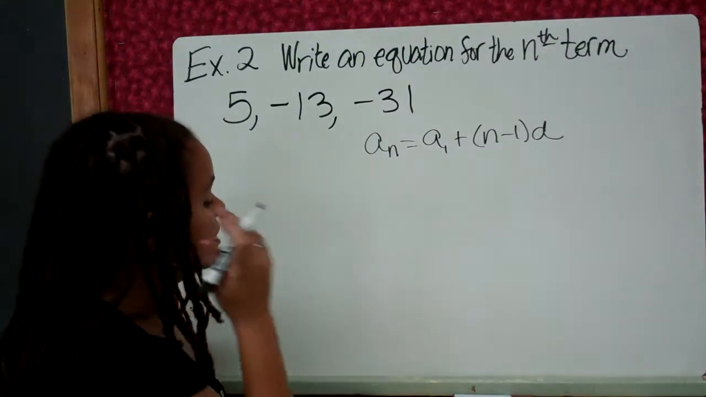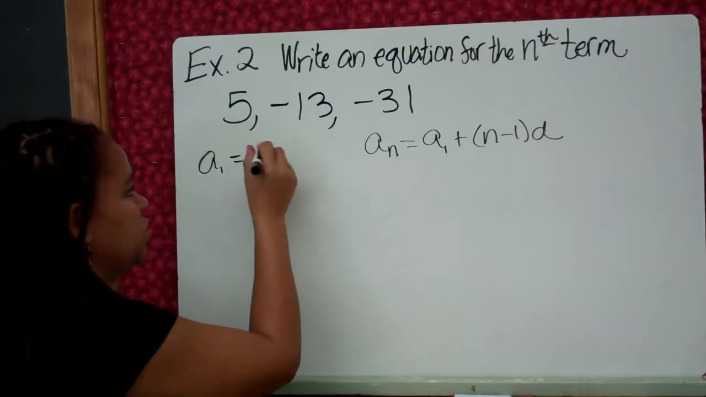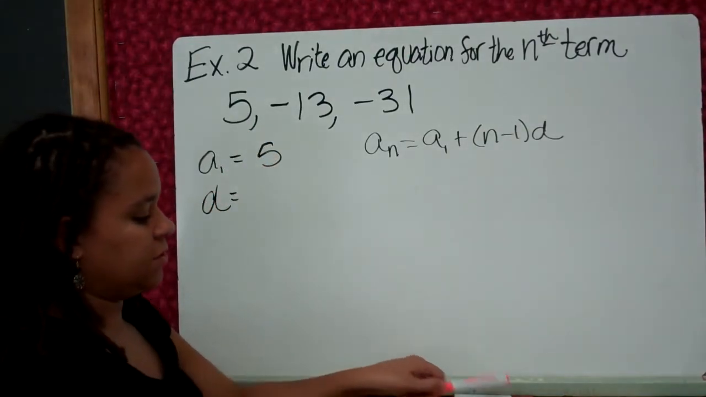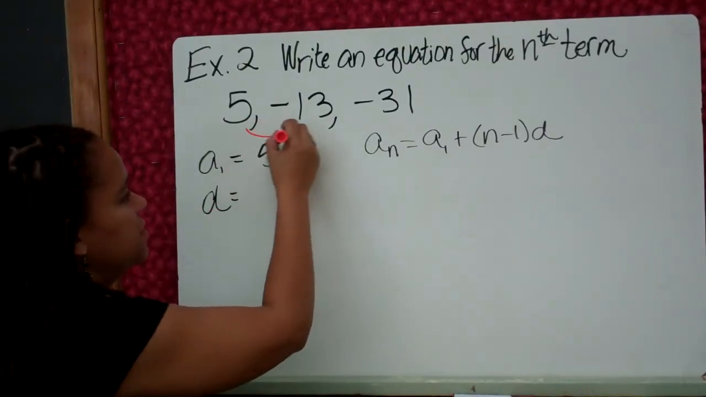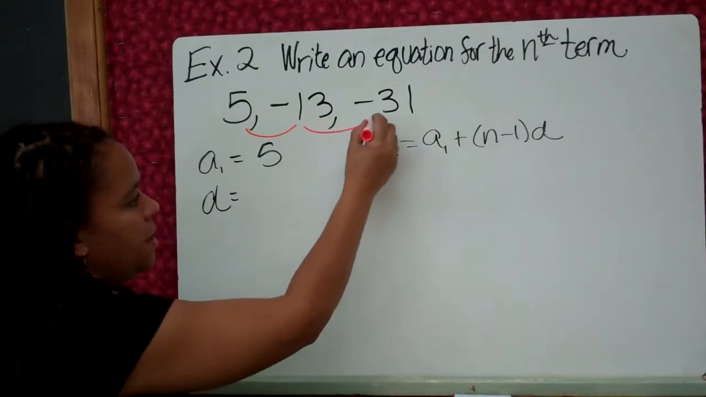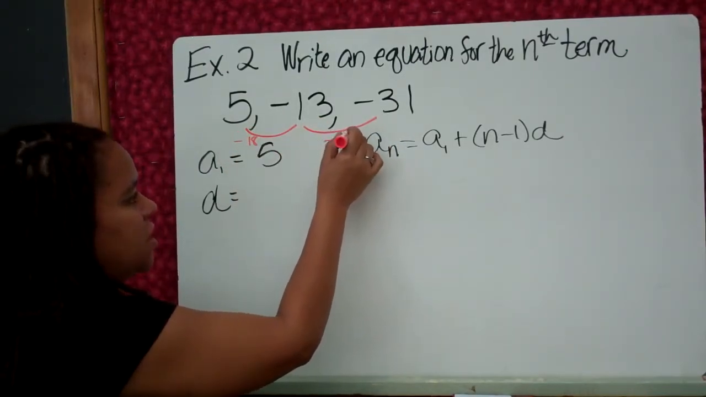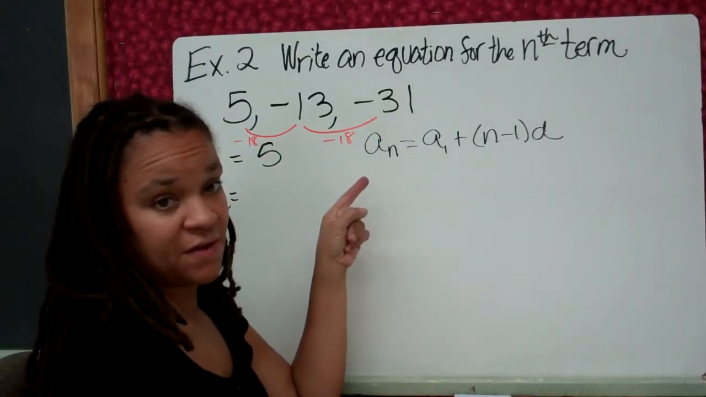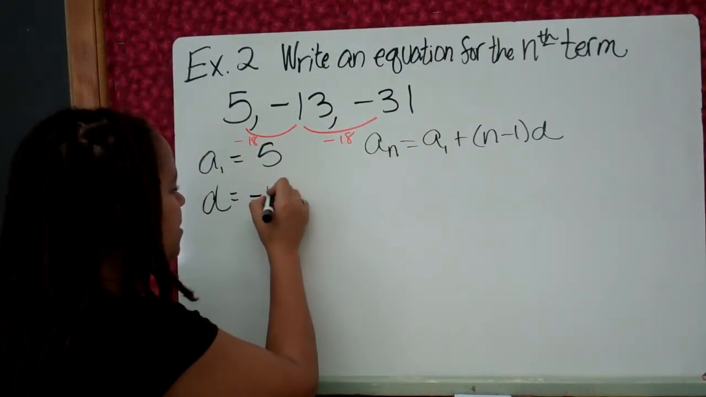Well, we need a few things here. We need an a1, which is 5. We need a d. Well, what's happening? Can you see what's happening here? Take negative 13 minus 5, see what you get. Take negative 31 minus negative 13, see what you get. You should get negative 18 each time. So this sequence is adding negative 18 each time. So our d is negative 18.